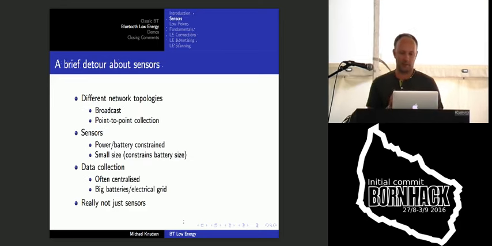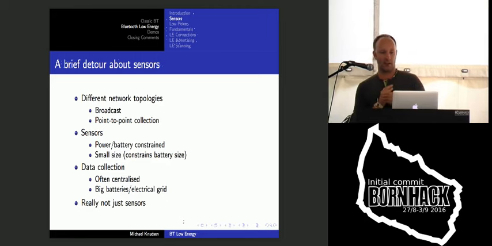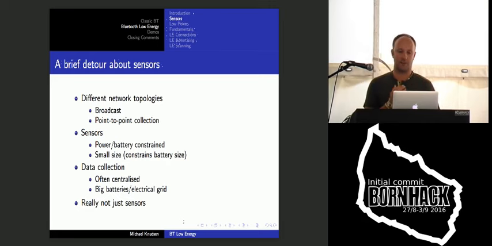Before we head more into Bluetooth Low Energy, just a brief detour about sensors. If we have sensor networks, we often have different kinds of network topologies. You can have something just broadcasting, for example, the temperature is 50 degrees. Or you can have a point-to-point connection, where you set up a connection and sync to some device and you repeatedly listen to sensor updates from this particular device.